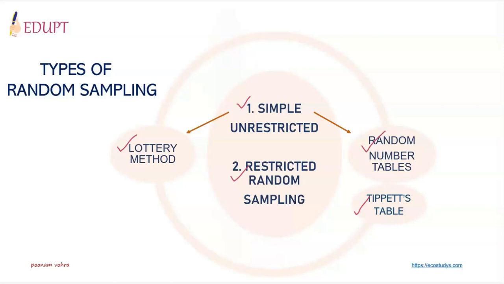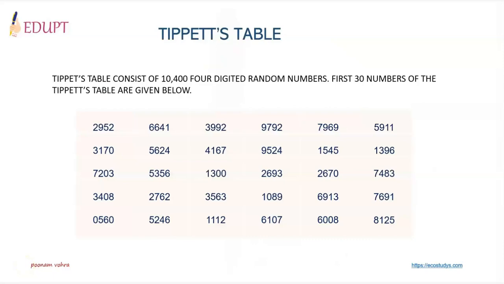Now let's understand about the Tippett's table. There are several standard tables of random numbers which are available. Some of these can be either Tippett's table or Kendall and Smith table or Fisher and Yates table. Tippett's random number tables are very commonly used tables. Now let us understand how one can use Tippett's table.